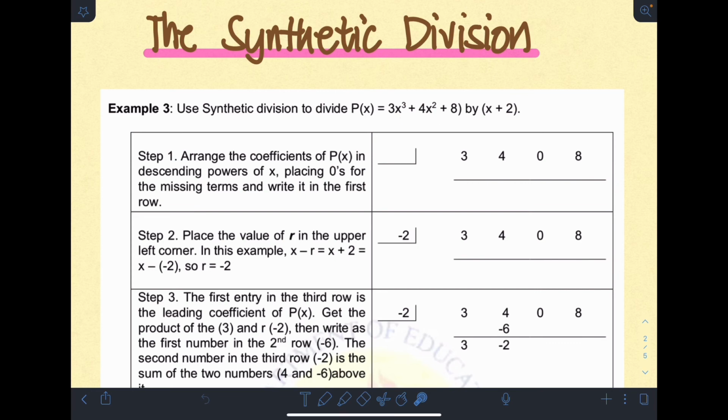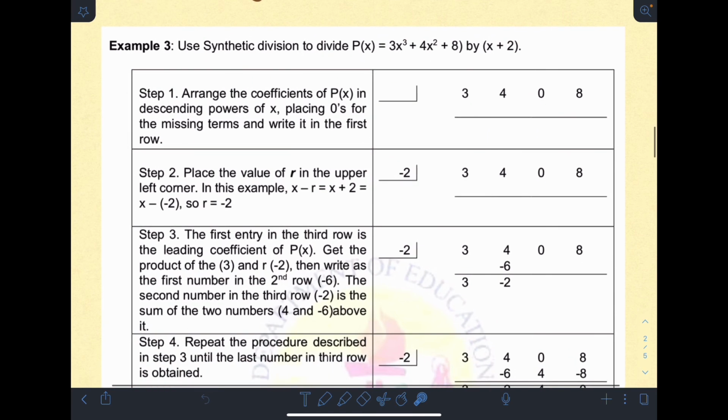Again, we are looking into the powers, not the arrangement of the coefficients. So if we arrange them in descending order of powers, the first one will be 3, next is 4, and 0. So why do we have 0? Remember that we don't have a term for x raised to 1. That's why we put 0 there. Remember, in long division, if a term is missing, we leave a space or we write 0. And then for the constant term, 8. So that is our first step. Take note, you need to place 0 for the missing terms among the coefficients.